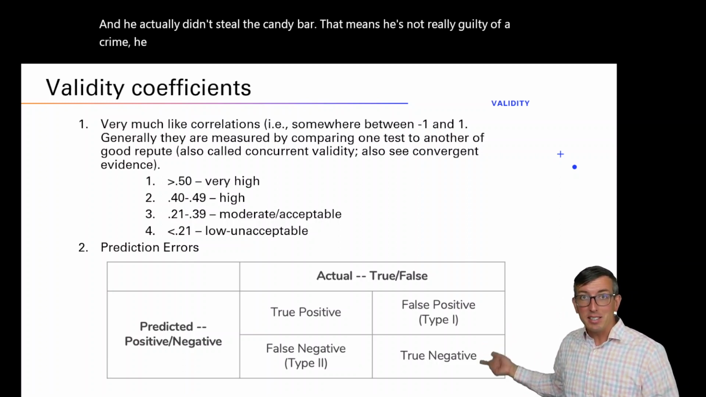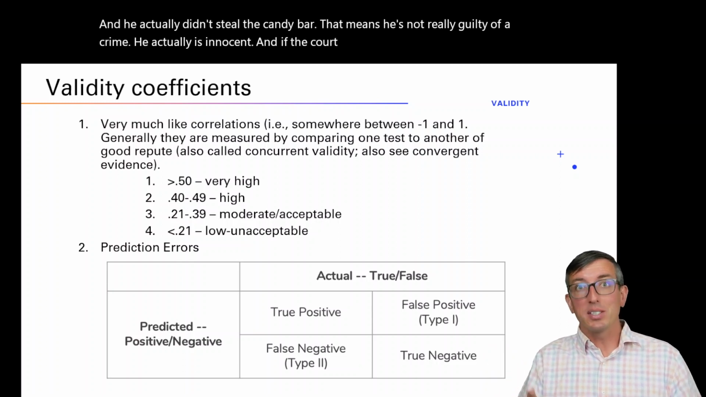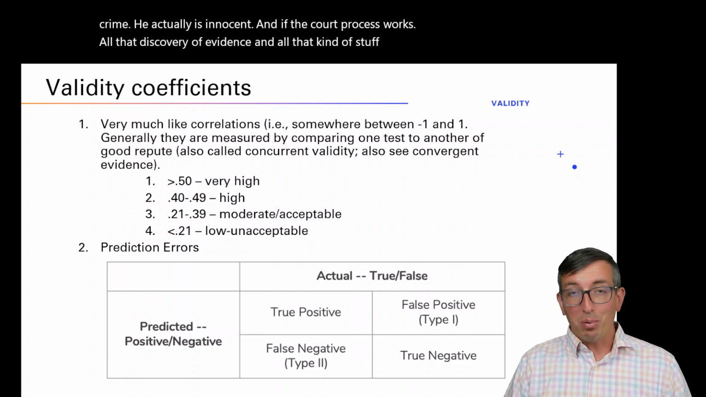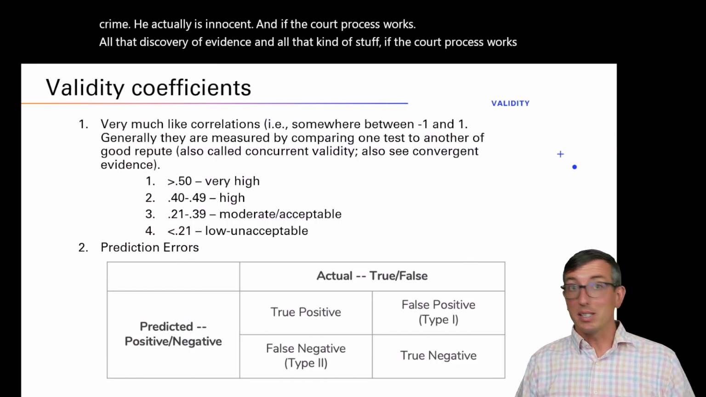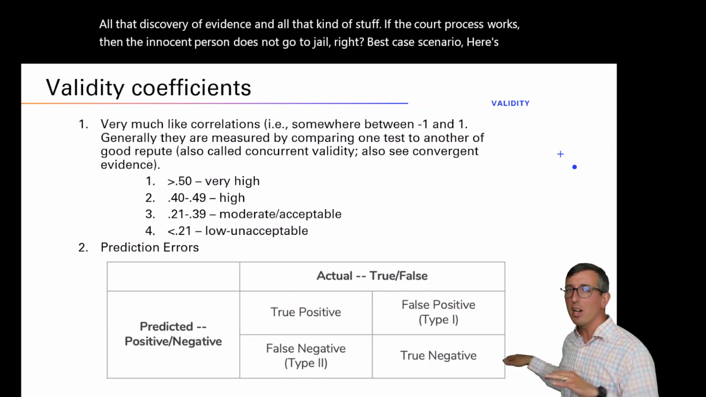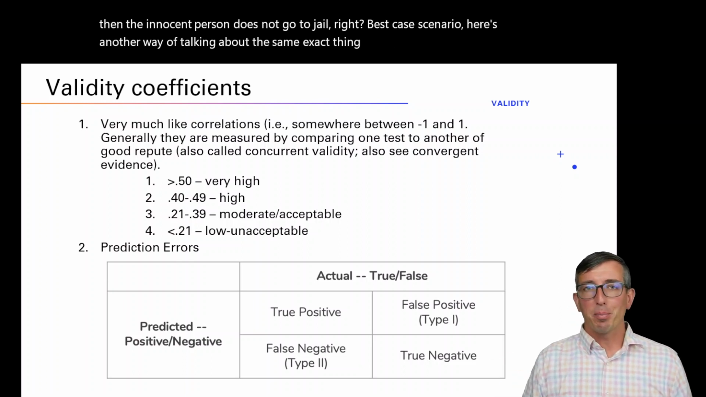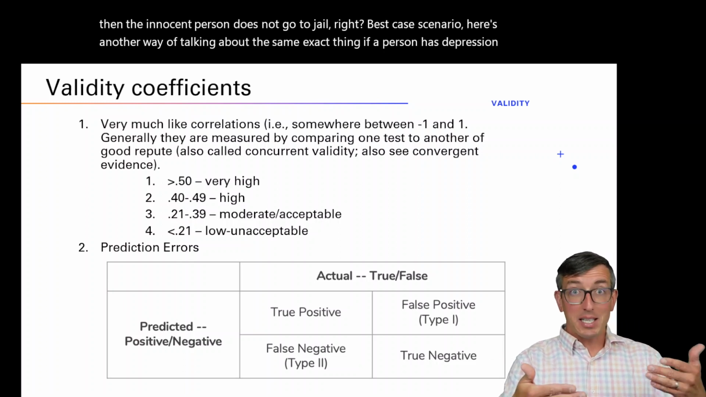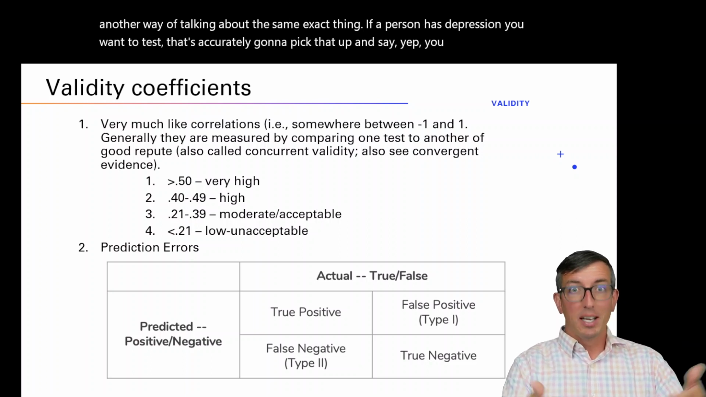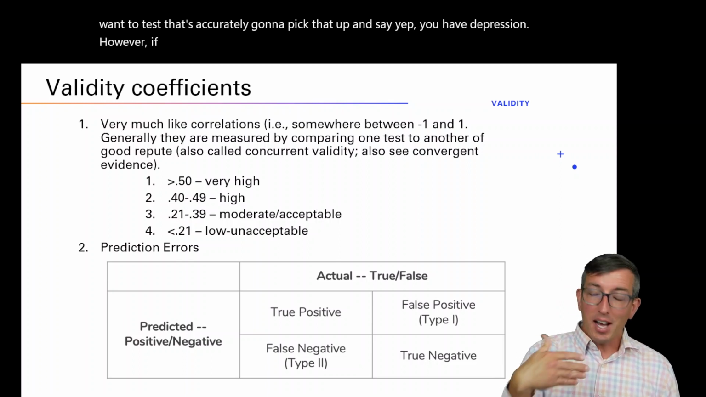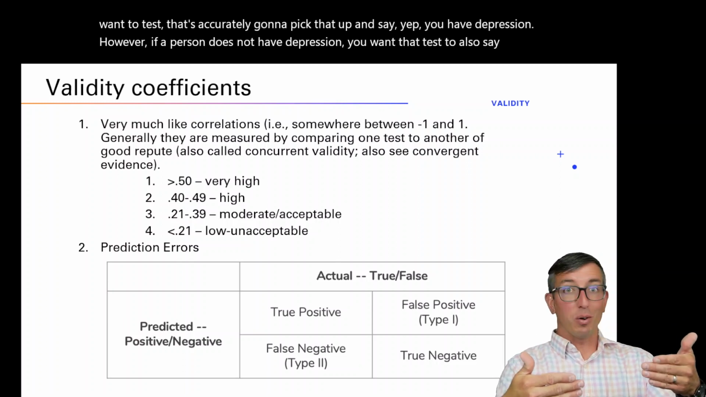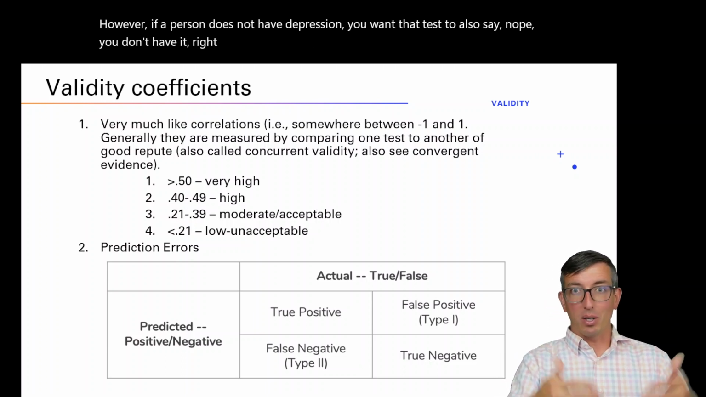He actually is innocent. And if the court process works, all that discovery of evidence and all that kind of stuff, then the innocent person does not go to jail, right? Best case scenario. Here's another way of talking about the same exact thing. If a person has depression, you want a test that's accurately going to pick that up and say, yep, you have depression. However, if a person does not have depression, you want that test to also say, nope, you don't have it, right? That's kind of what we're going for here.